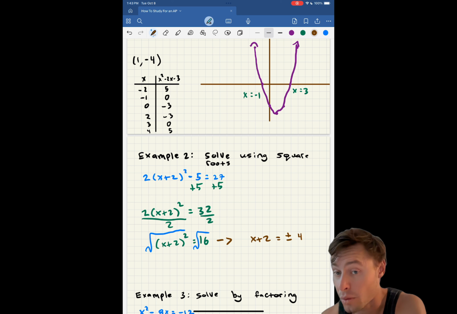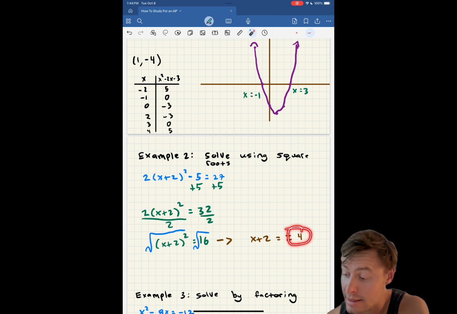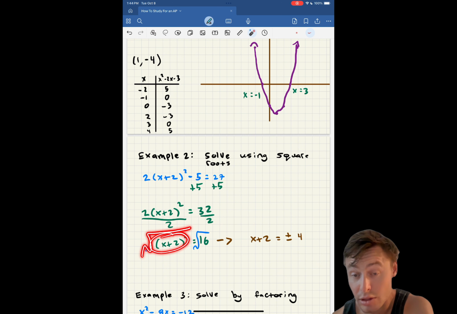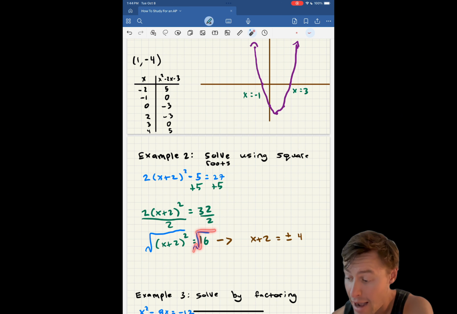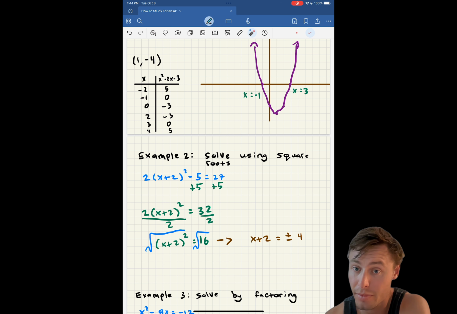Square root of 16 is 4. But here's the critical part. When I took the square root, the right-hand side gave me a positive and a negative answer. That's super important. So whenever you have a variable on one side of the equation and you're taking the square root of both sides, you have to do plus or minus on the side that doesn't have the variable.